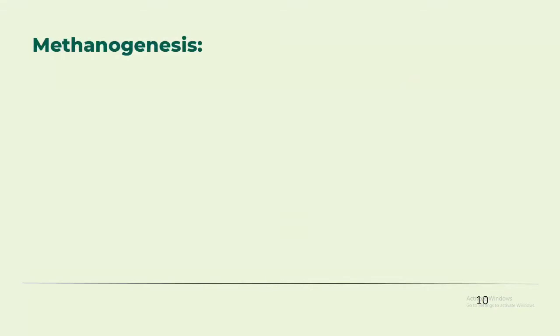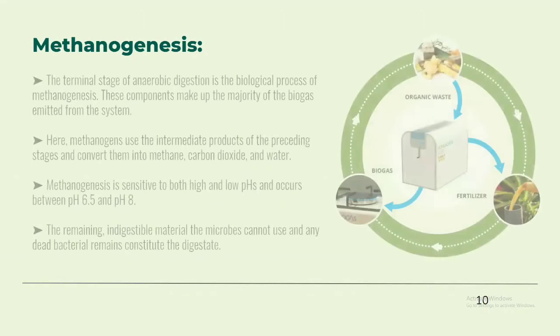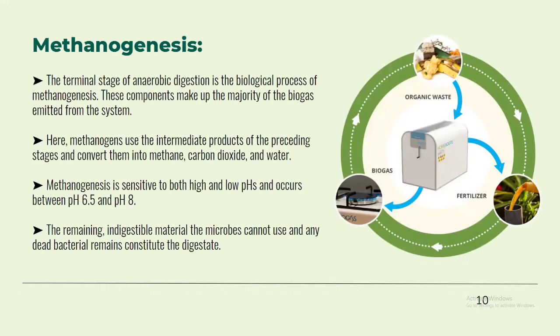Next, the last step is methanogenesis. The terminal stage of anaerobic digestion is the biological process of methanogenesis. These components make up the majority of the biogas emitted from the system. Here, methanogens use the intermediate products of the preceding stage and convert them into methane, carbon dioxide, and water. Methanogenesis is sensitive to both high and low pHs and occurs between pH levels of 6.5 to 8.